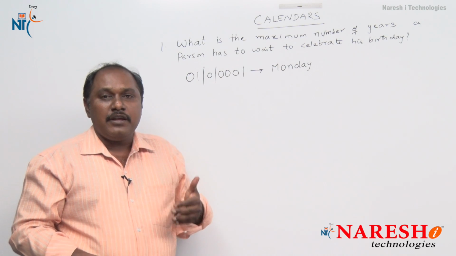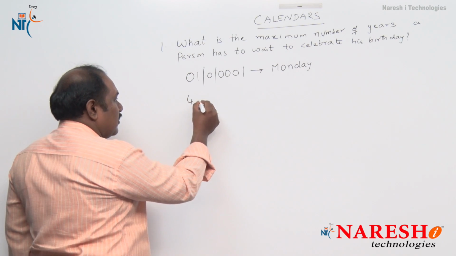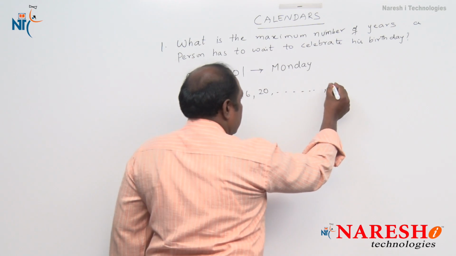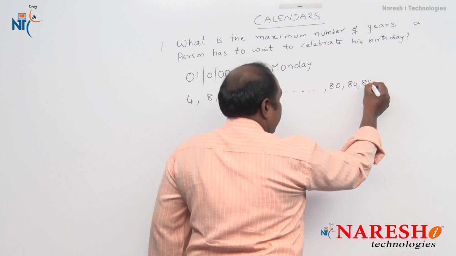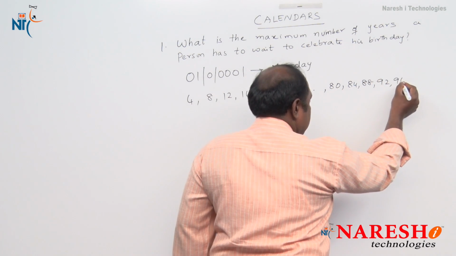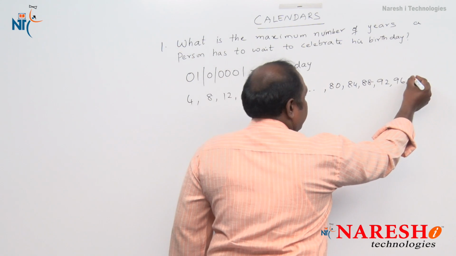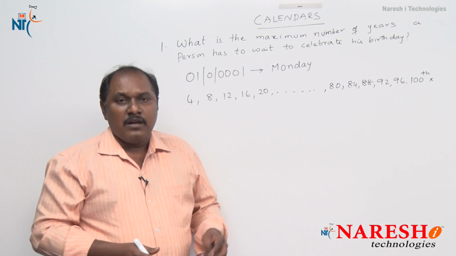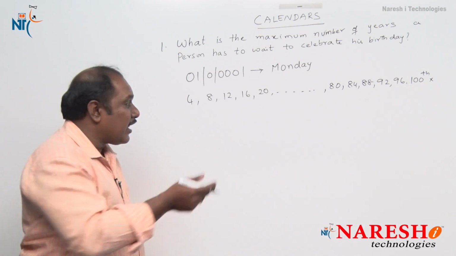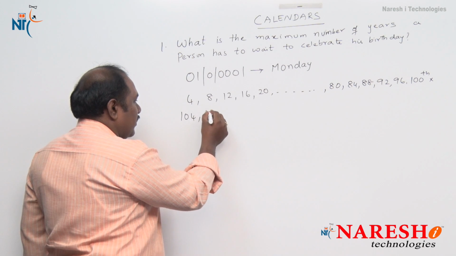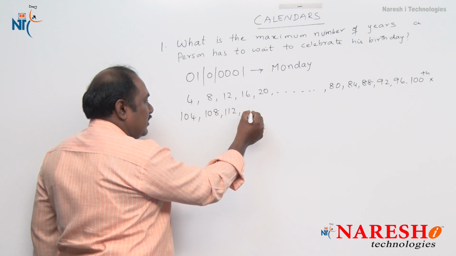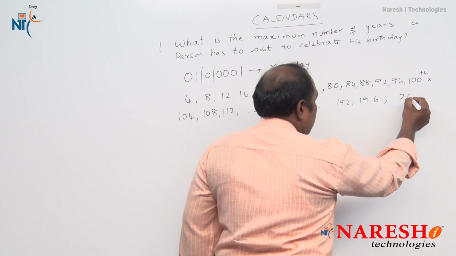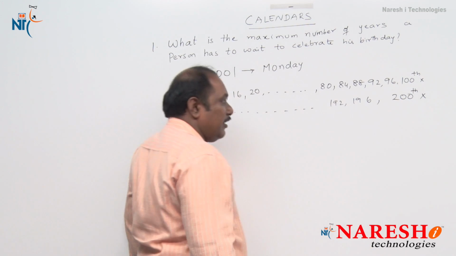And we know that we get a leap year after every 4 years. So 4th year, 8, 12, 16, 20 and so on, 80, 84, 88, 92, 96. All these years are leap years. Now talking about the 100th year, according to the concept of calendars, the 100th year is not a leap year. Again the 104th year is a leap year, 108th, 112th and so on, 192, 196, and the 200th year is also not a leap year.